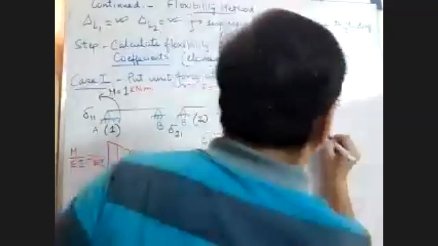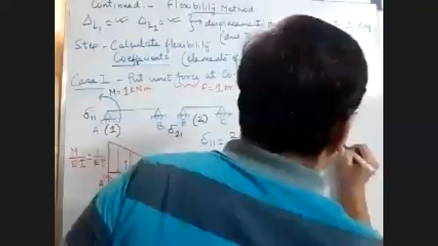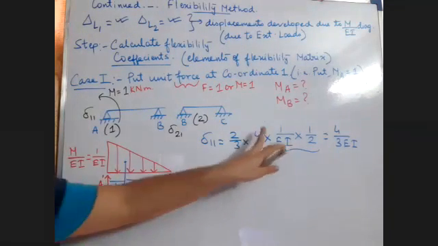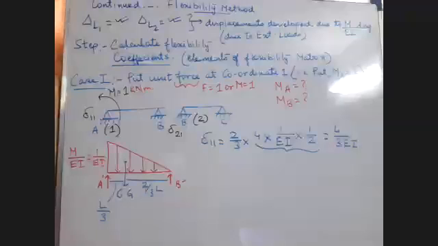So the delta 11, the element is coming 4 by 3 EI. Delta 11 is coming two-third into this length into the area of the triangle.